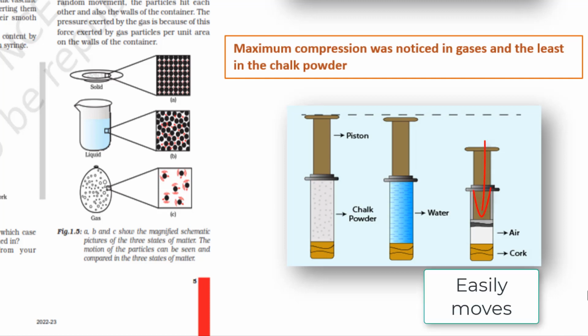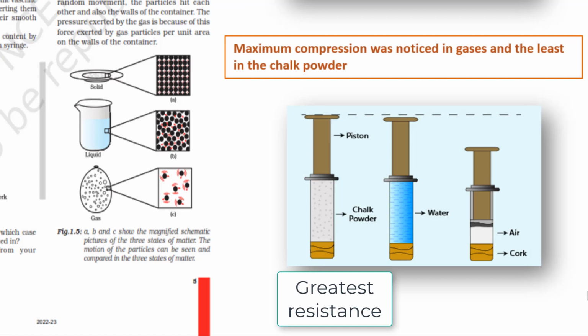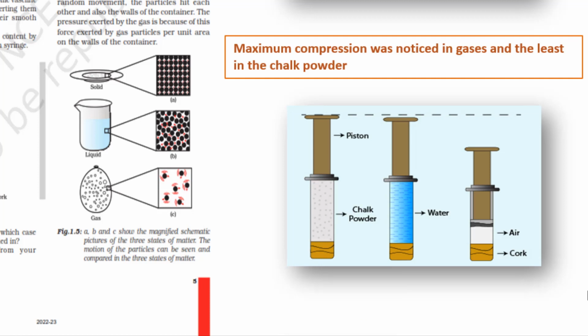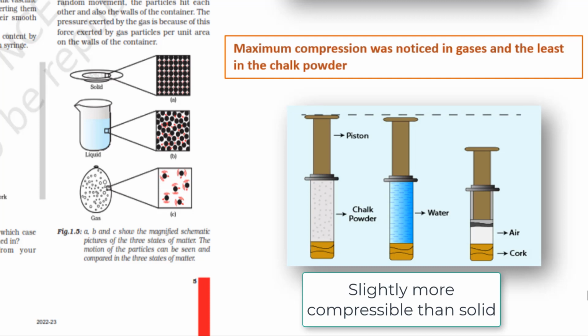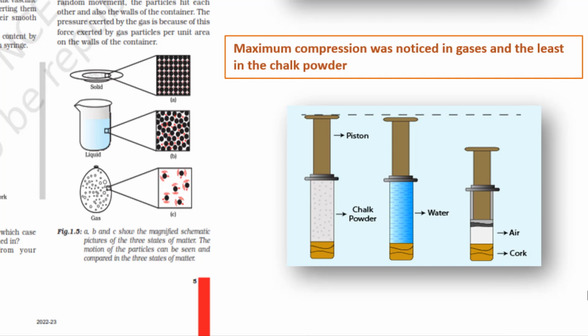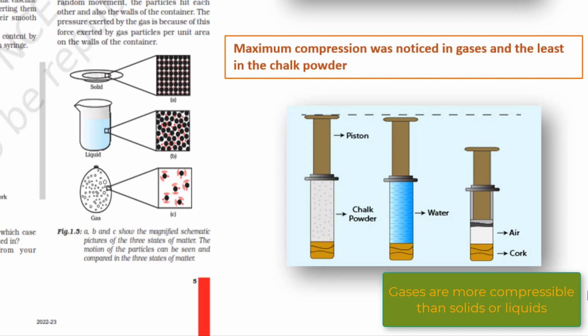What does it prove? It simply proves that the chalk powder, that is the solid, has offered the greatest resistance. It did not allow the piston to come down, thereby proving that solids are not so easily compressible. In the second case, water, it is slightly more compressible, while in case of gas, it can be compressed to a large extent.